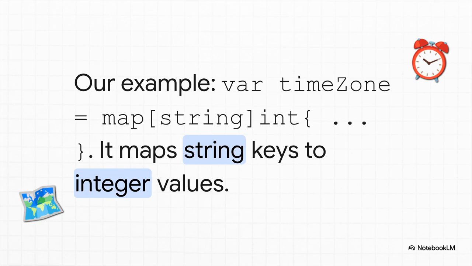Okay, let's look at a real example that we're going to stick with for this whole explainer. Here we've got our time zone map. We're mapping string keys like UTC and EST to their integer values, which are the offsets in seconds. The syntax is super clean, right? You can just declare it and fill it with data all at once.